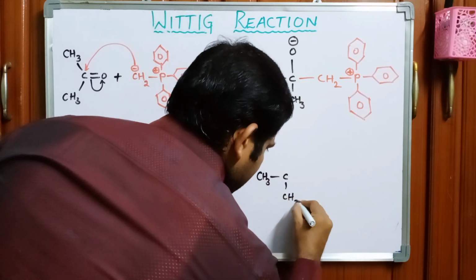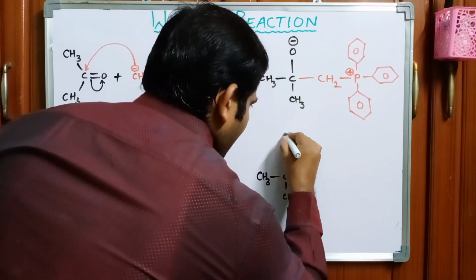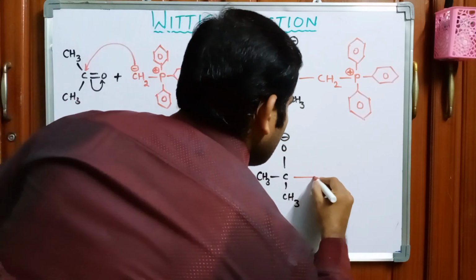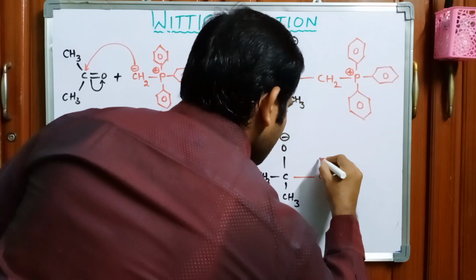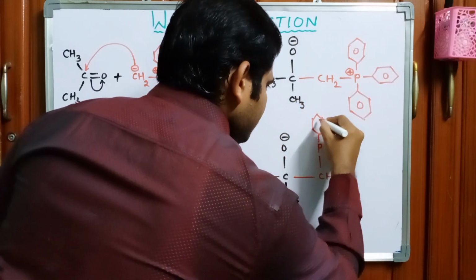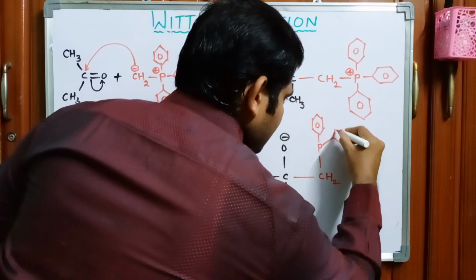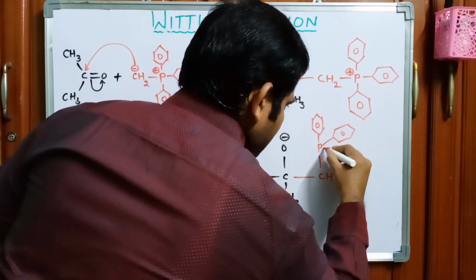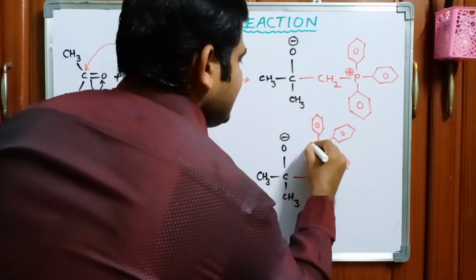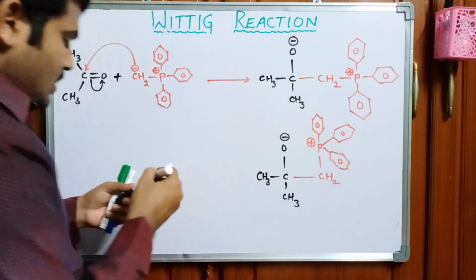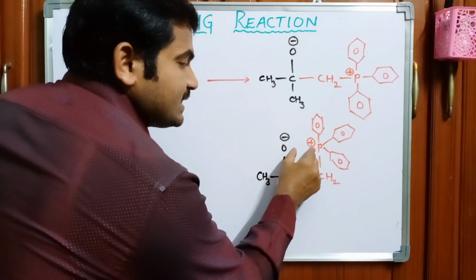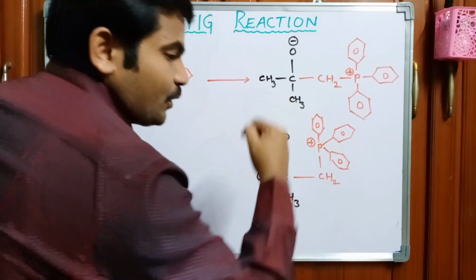CH3C, CH3O minus, CH2 phosphorus with how many phenyl moieties? 3 phenyl moieties. What is the charge here? Positive charge. Now there is a formation of bond between phosphorus and oxygen to form a cyclic product.